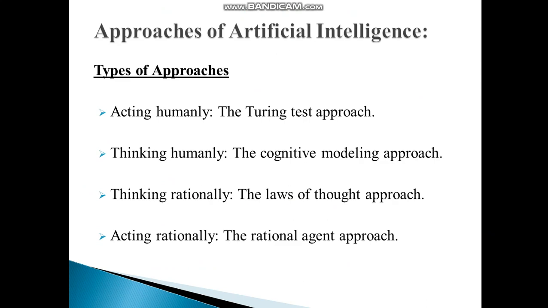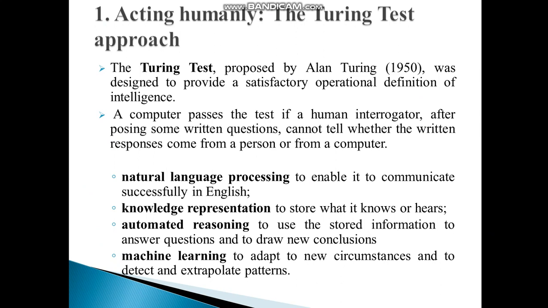Some approaches of artificial intelligence. There are four types of approaches. First one is acting humanly. Second one is thinking humanly. Next, thinking rationally and acting rationally. First one, acting humanly: the Turing test approach.